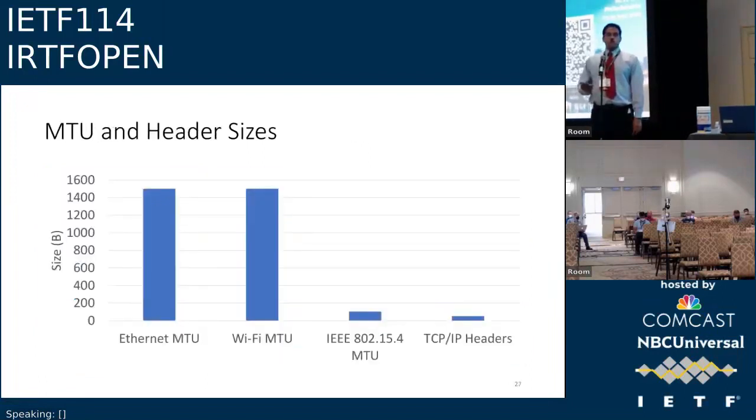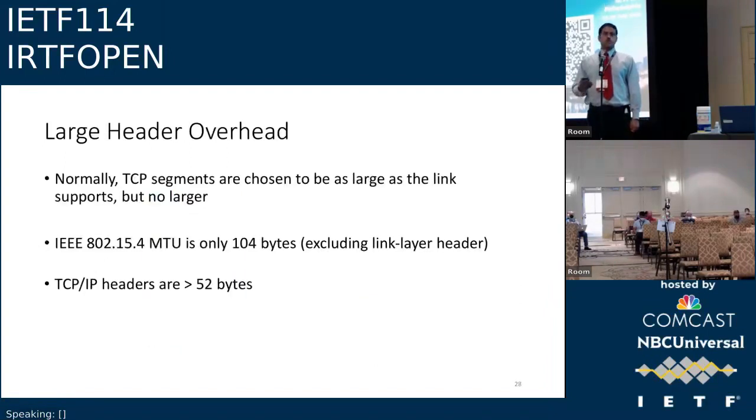So first, dealing with the MTU problem, here's a graphic showing the size of the MTU in Ethernet, Wi-Fi, and IEEE 802.15.4, which is an example of a low-power link layer. And what we can see is that TCP/IP headers are very small compared to the Ethernet and Wi-Fi MTUs, but they're significant compared to the IEEE 802.15.4 MTU. And this is going to result in large header overhead.